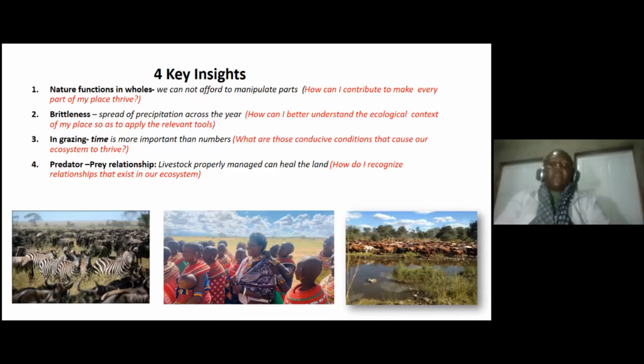And then the predator-prey relationship: livestock properly managed can heal the land, which means when these animals are followed by lions and cheetahs and hyena, their behavior is that they keep grouped, as you can see there. They trample, dung, urinate, and because they are in such large numbers, they have to keep moving to fresher grasses. They are being moved by predators who are affecting their behavior on the land. And when they are tensely grouped like that, their movement causes healing on the land. This is what we learned here, to adopt it to moving our animals like that.